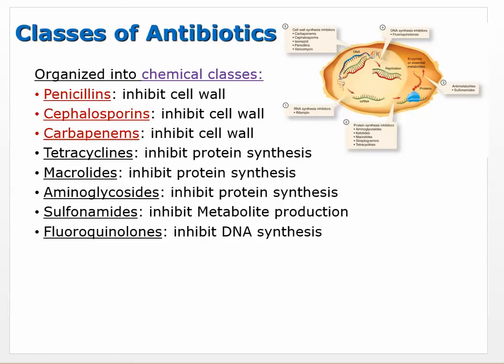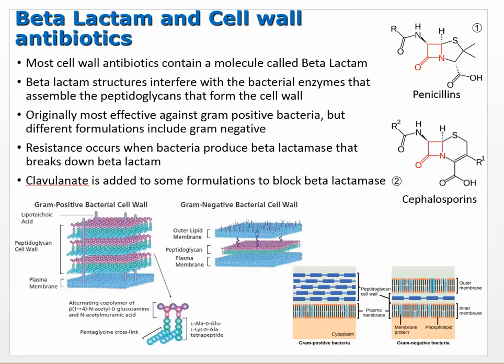All right, so we're almost going to start talking about the actual drugs. So these are the classes that we're going to go through. Organizing the chemical classes: penicillins, cephalosporins, carbapenems. Those are the three classes we're going to talk about, because right now we're interested in the cell wall, and then we'll come back to those.